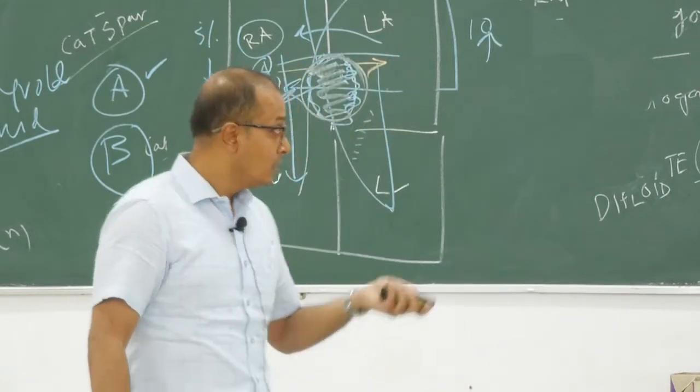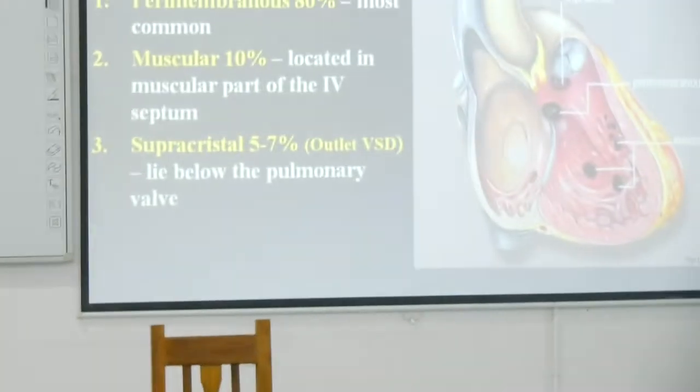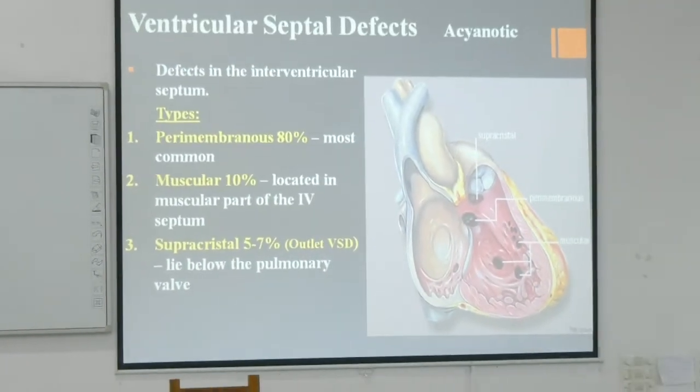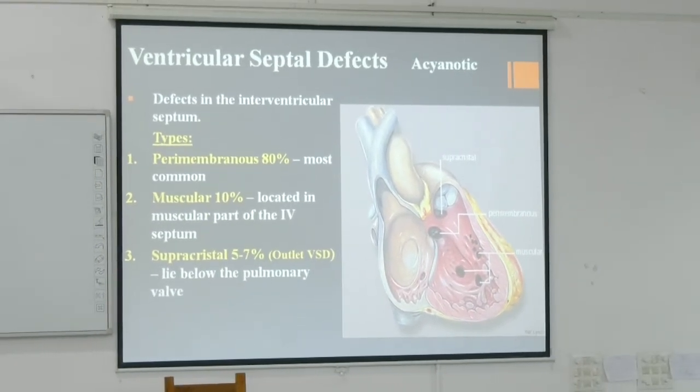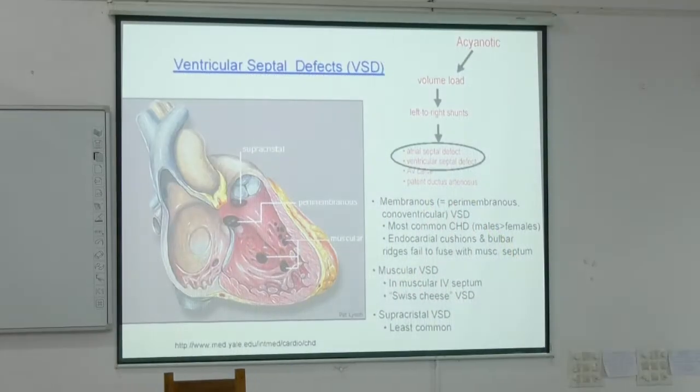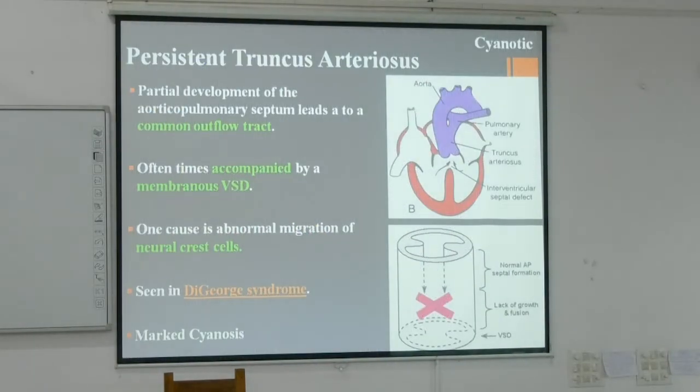Okay. So we are moving from this ventricular septal defect, which is a cyanotic one, to another kind of septal defect, which is known as persistent truncus arteriosus. Now, what is this? Persistent truncus arteriosus is another septal defect where the septation is again at fault.